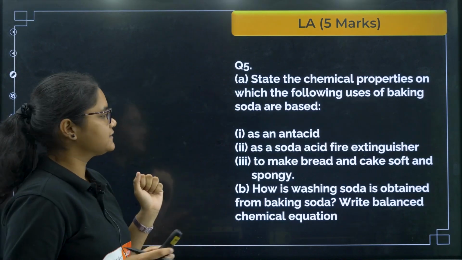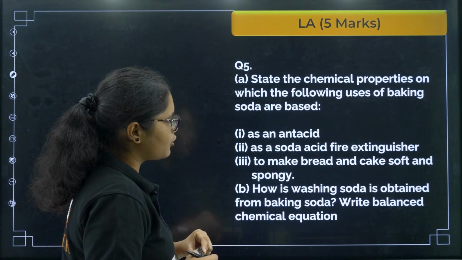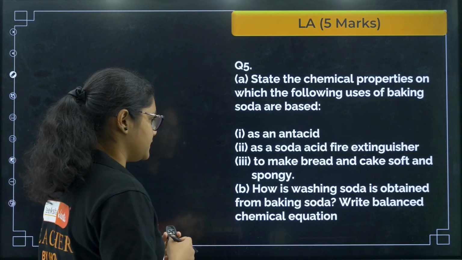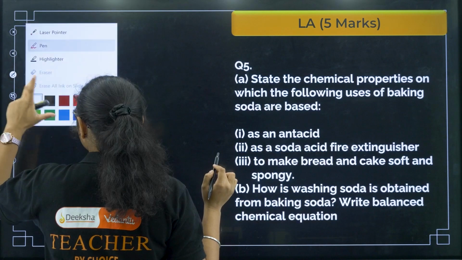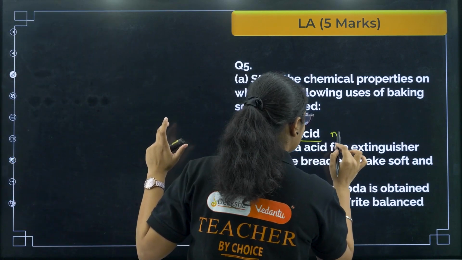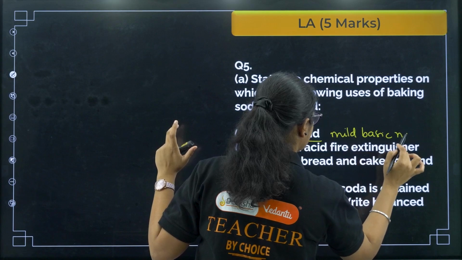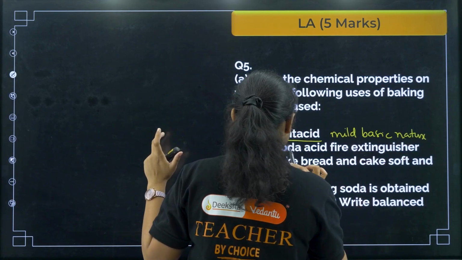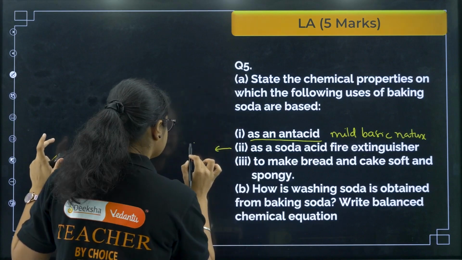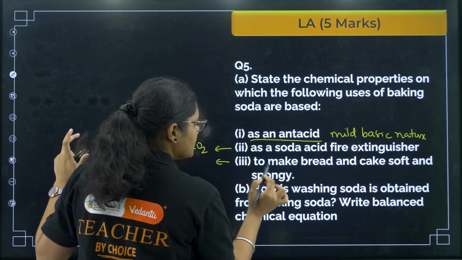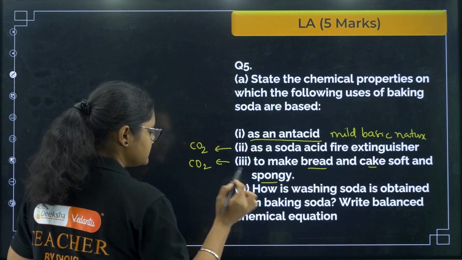Okay, let us see the next question, number 5. State the chemical properties on which the following uses of baking soda are based. It is used as an antacid because of its mild basic nature. As a soda acid fire extinguisher, that is because of its ability to produce CO2. To make bread and cake soft and spongy, that is also due to the production of CO2.